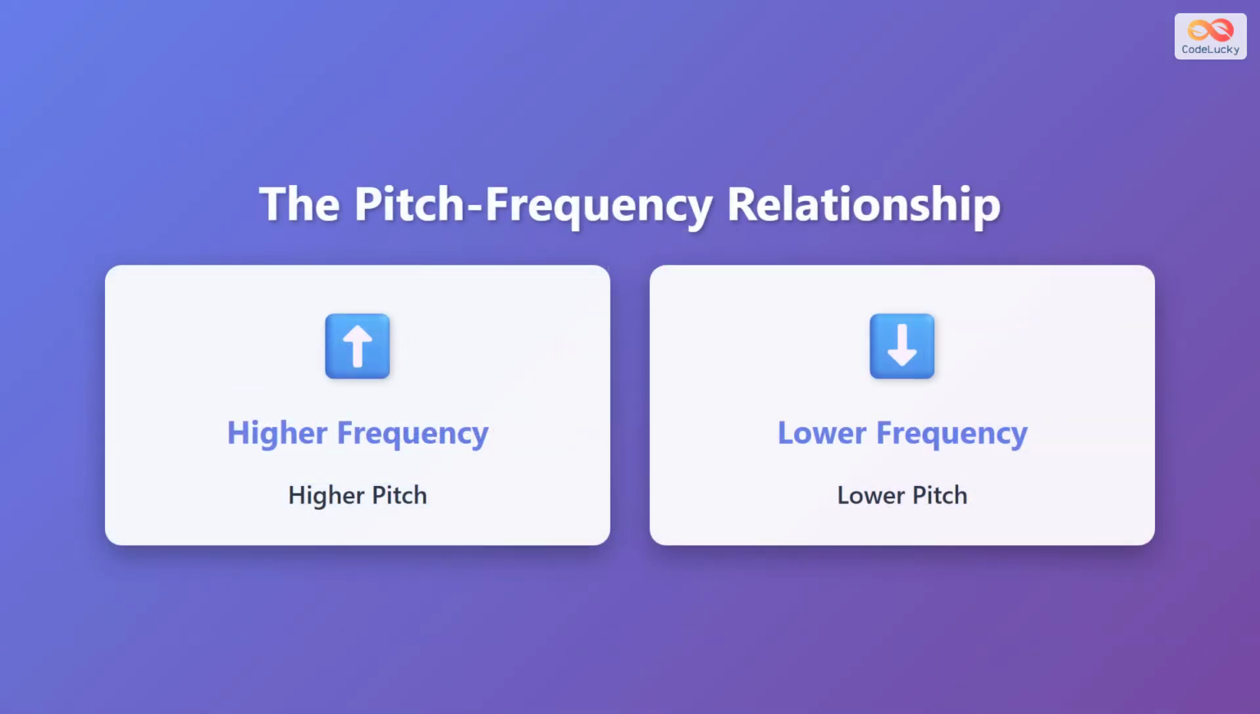There's a direct relationship between pitch and frequency. When frequency is higher, pitch is higher. This means sounds with many vibrations per second sound shrill and high-pitched. Conversely, when frequency is lower, pitch is lower. This means sounds with fewer vibrations per second sound deep and low-pitched. This simple relationship helps us understand why different objects and instruments produce sounds with different pitches.